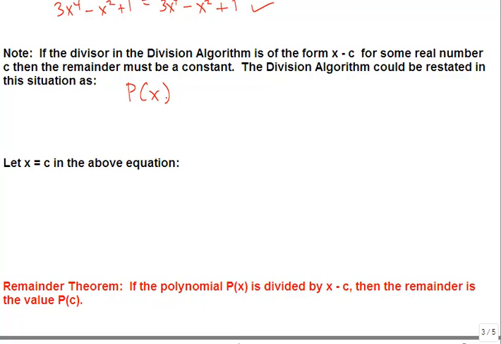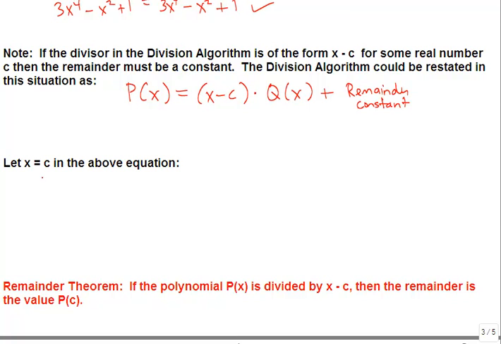So the division algorithm could be restated in the following way. Our original polynomial has to equal our divisor, which we're going to assume is a linear factor of the form x minus c, times our quotient, plus our remainder. And since the remainder is supposed to be 1 degree less than your divisor, and our divisor is degree 1, this has to be a constant, a remainder constant.